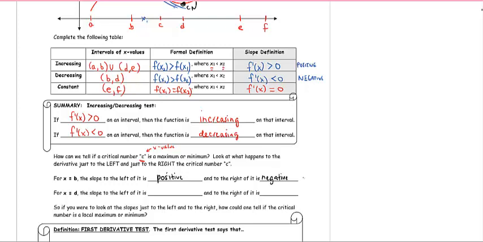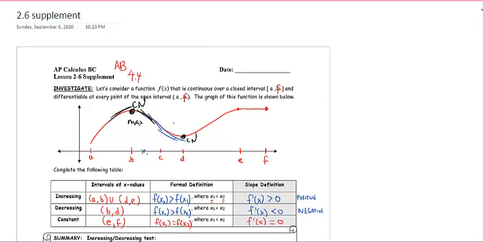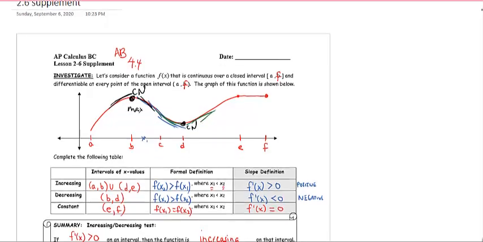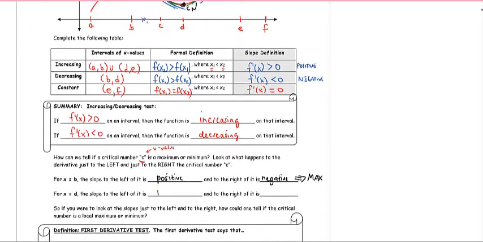And the conclusion here is then, therefore, you get a maximum. And then for x equals d, the slope before is negative, the slope afterwards is positive, and there you get a minimum. So therefore the slope to the left of it is negative, and to the right of it is positive. In this scenario, you get a relative minimum.